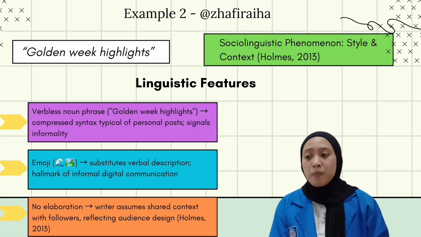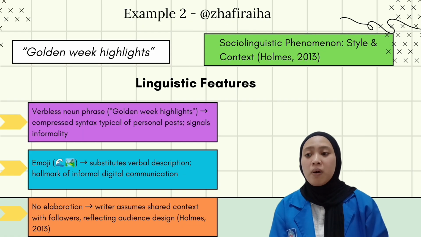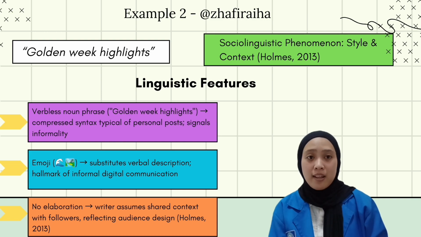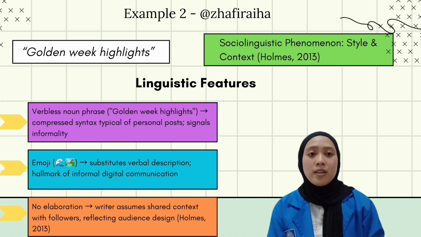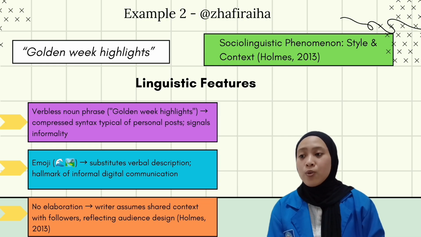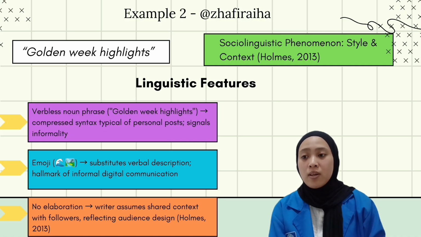The second example is an Instagram post by Zafira, an influencer. This post was selected as one of the research data because it contains language relevant to the focus of the study. On Instagram, Zafira wrote "Golden Week highlights." The sociolinguistic phenomenon is style and context.